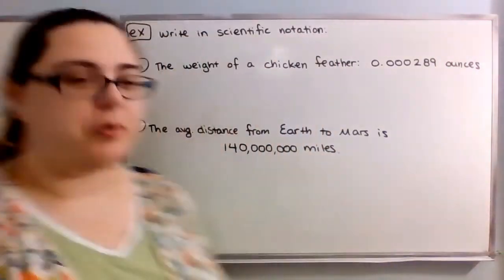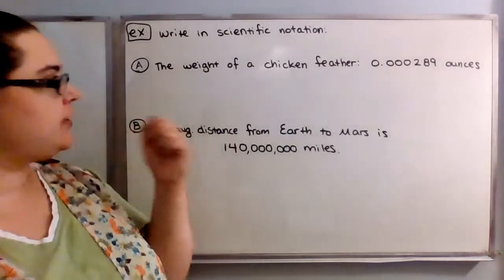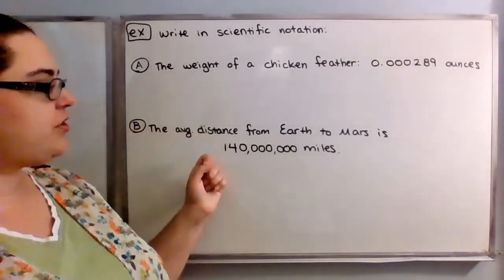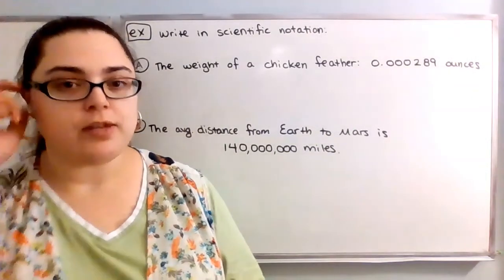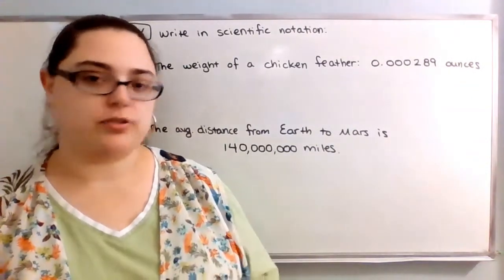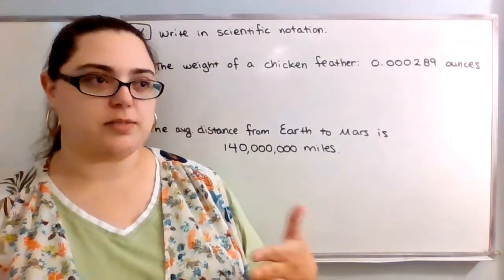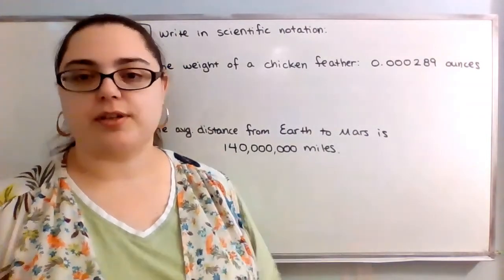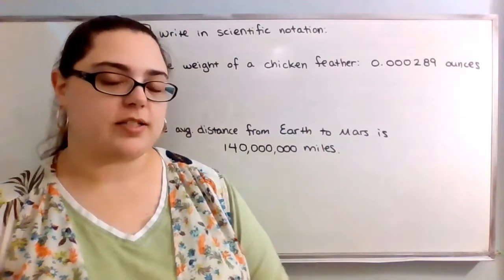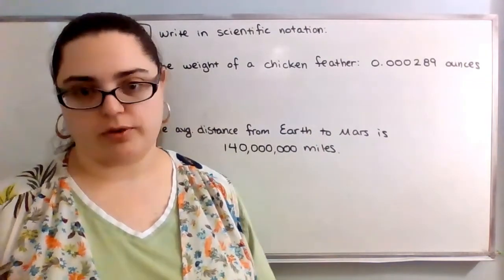So for this example, we're going to write the weight of a chicken feather and the average distance from Earth to Mars, both of these numbers in scientific notation. Just a reminder that scientific notation is a number that's between 1 and 10, and then it's being multiplied by 10 to some power. And that power has to be either a positive or a negative whole number.